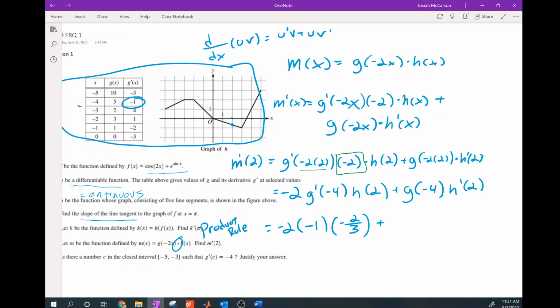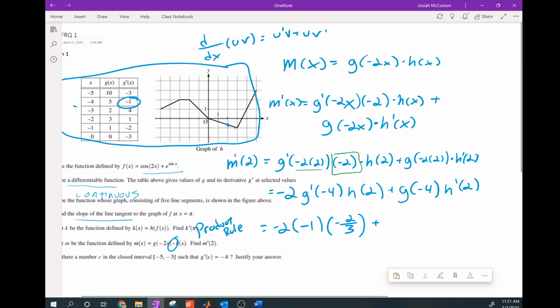You can tell because we're going 1 to 3 over 3 segments. G of -4 is 5. And h prime of 2, it's actually in the same line segment as before, so it's going to have the same slope of negative 1/3. Remember I said they'd like to have you keep using the same information? That's what they're doing here.